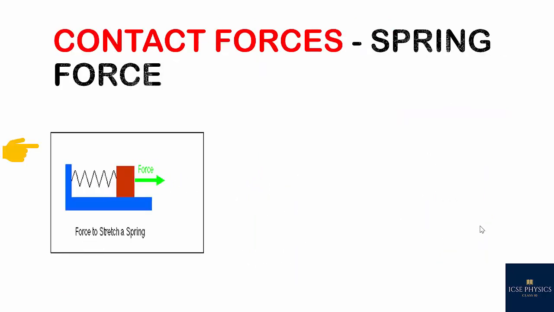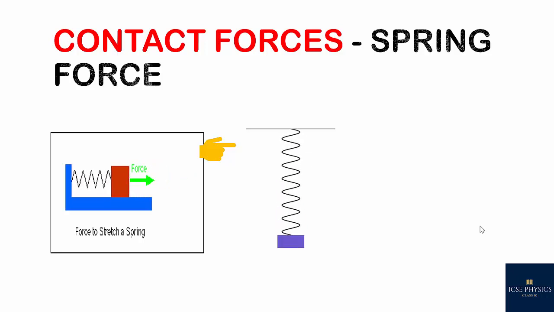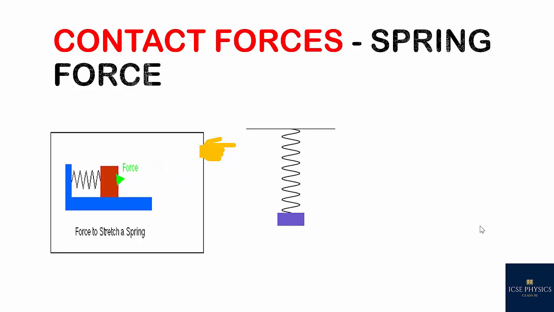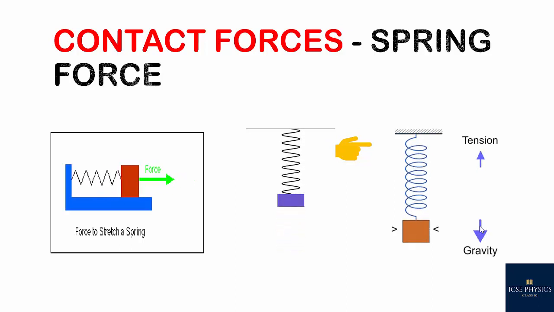Now the next force is spring force. Spring force is the force created by a compressed or a stretched spring. Depending upon how the spring is attached, it can push or pull in order to create a force. Now, if the spring is stretched by applying a force, when we remove the force, it comes back to its original shape. This force is called restoring force. A spring balance works on this principle.